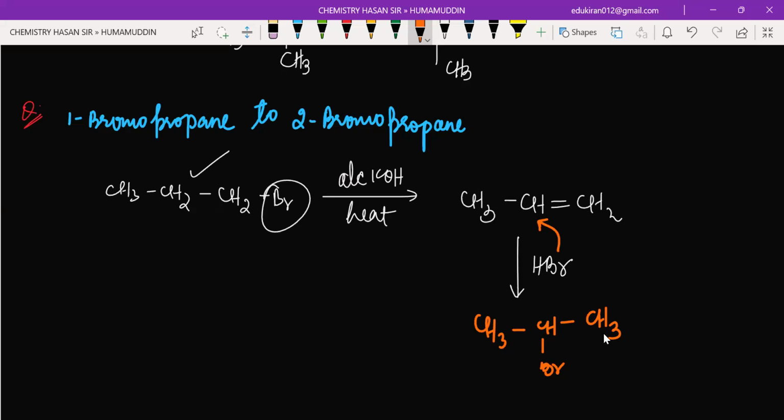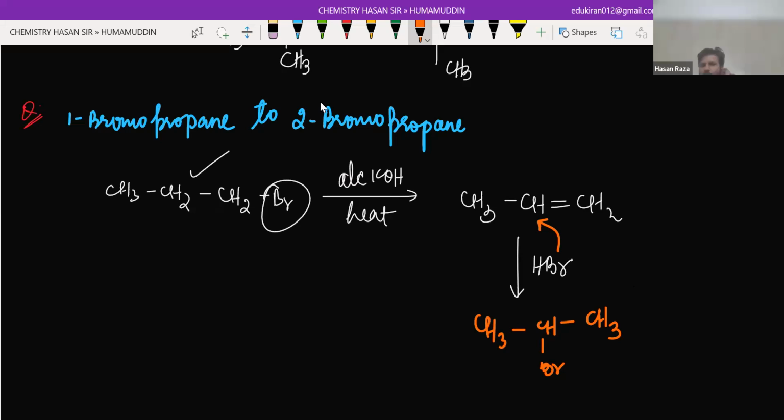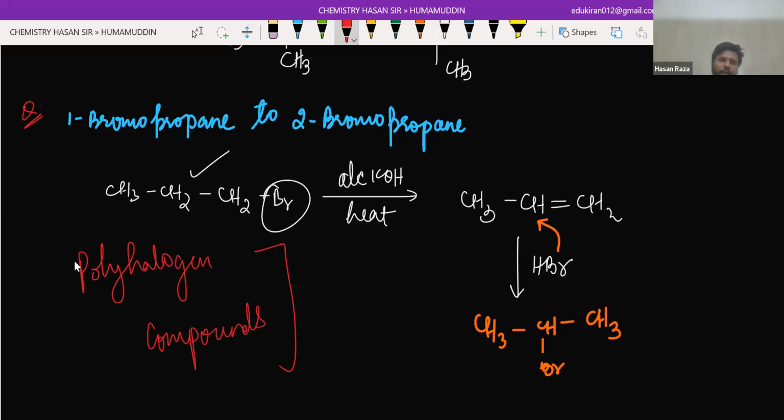Both of you did it correctly. Now there is one more thing that you need to do in this chapter. At the last of the chapter, you will see there are polyhalogen compounds, which are very important, their uses and their formulas. So you are going to go through this in the next class. I will give some questions and test it.